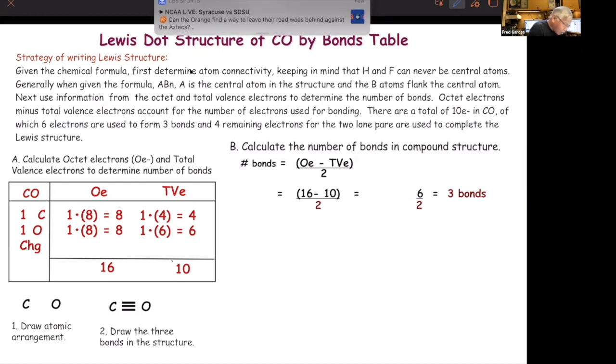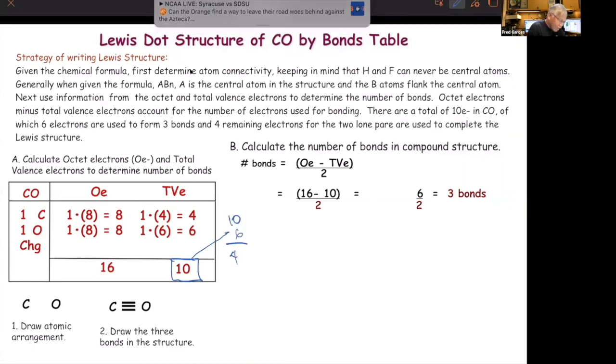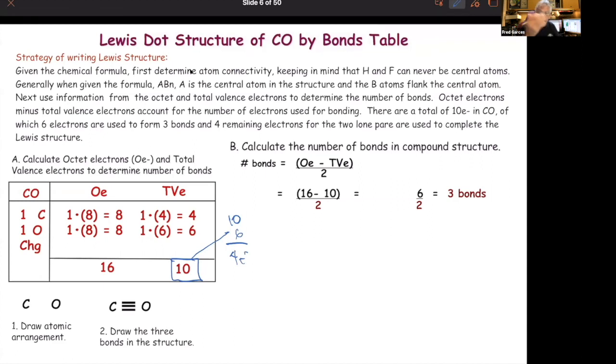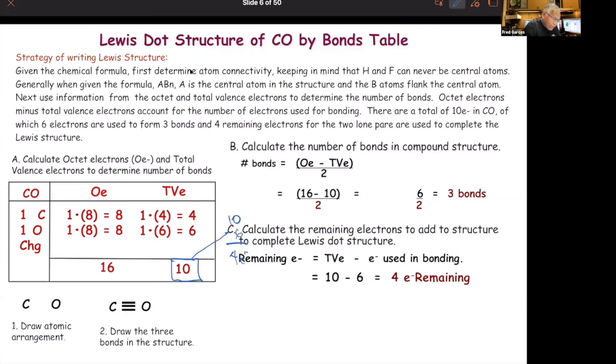But now we only have 10 to deal with, and we've used up 6. That means that we have to account for the 4 more electrons we haven't used up yet. Those 4 remaining electrons are your remaining valence electrons, and we can use that to count the number of lone pairs. See, 10 minus 6. That's going to be the electrons not involved in bonding.